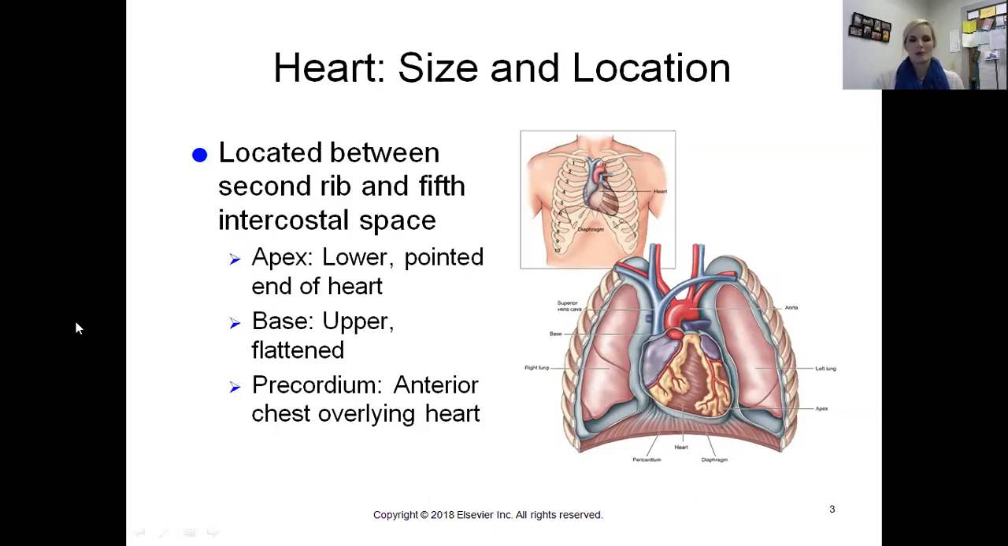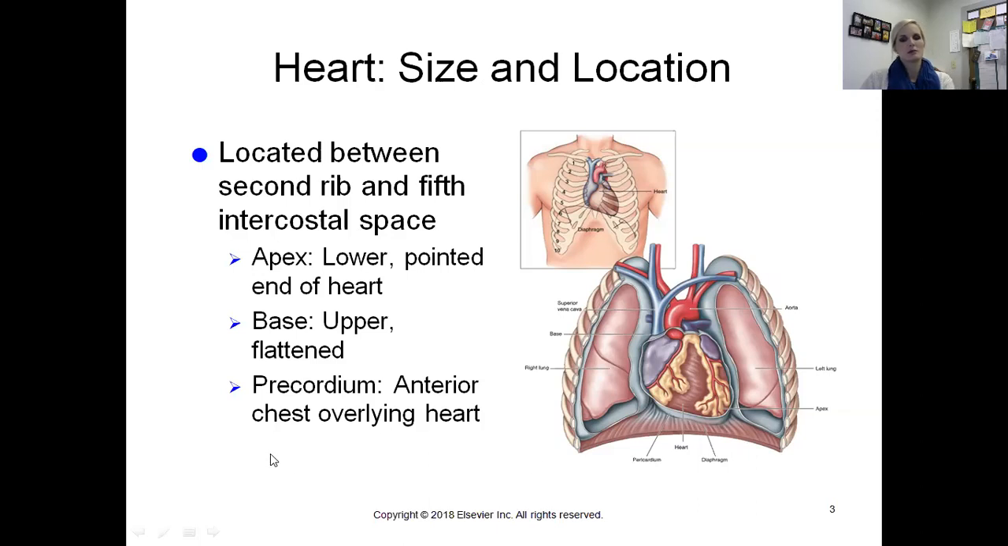When you see the terms apex and base, the apex of the heart is the bottom part of the heart that forms that pointed shape at the bottom as it points to the left there. And so you can see that is the lower pointed end of the heart. The base is the upper part. Oftentimes we think of the base and we think of the bottom of something, but the base in the heart is actually the top, because it's the flattened portion up there at the top. The apex is the point of it at the bottom.